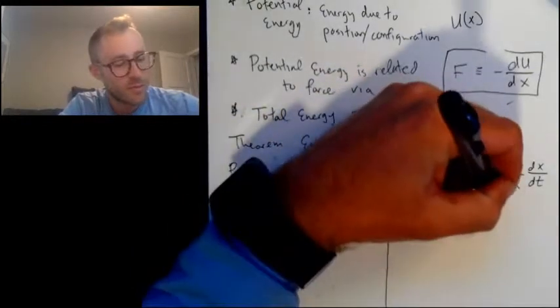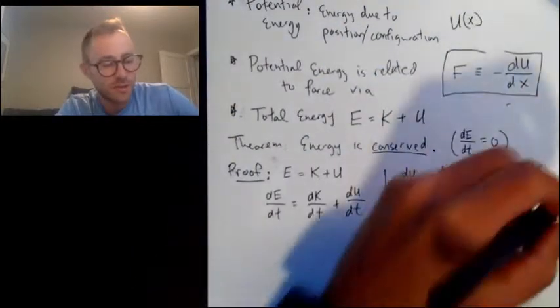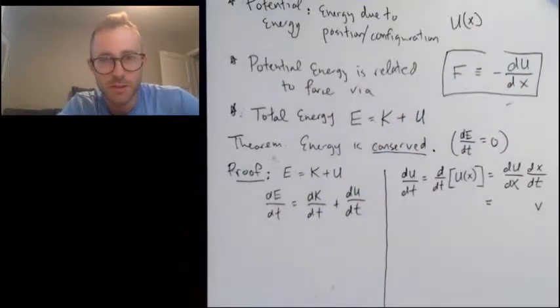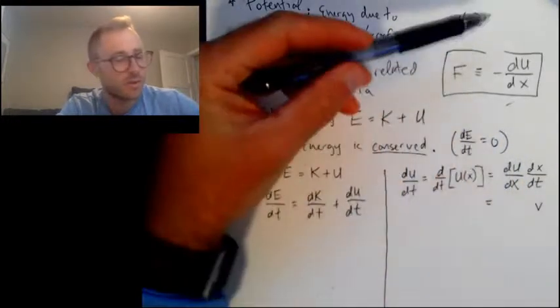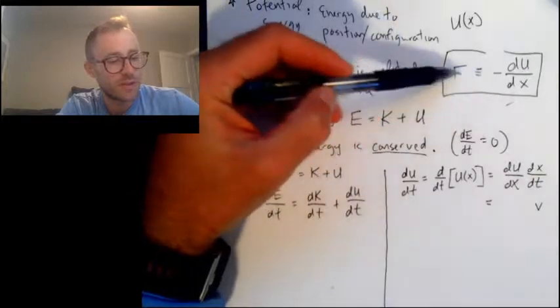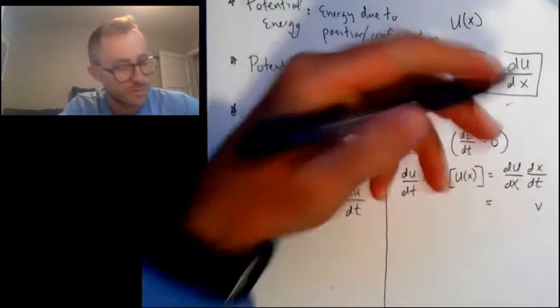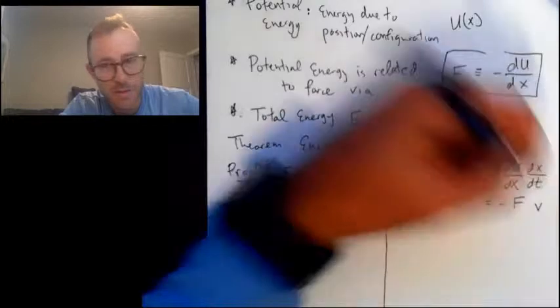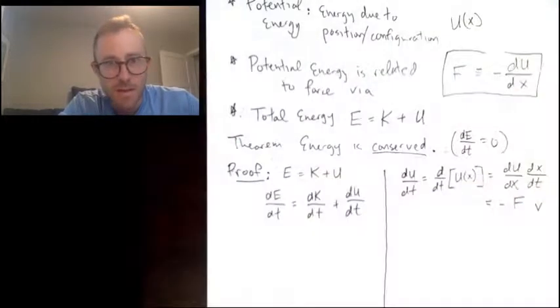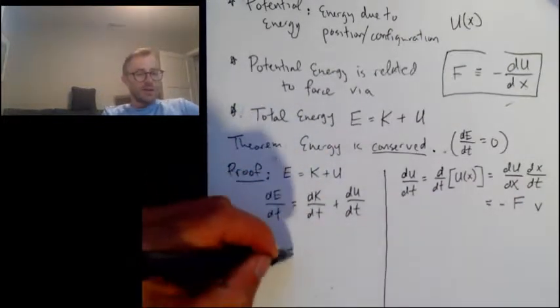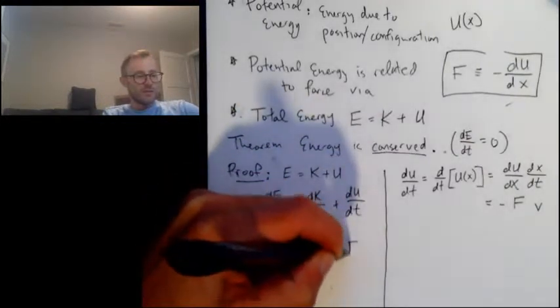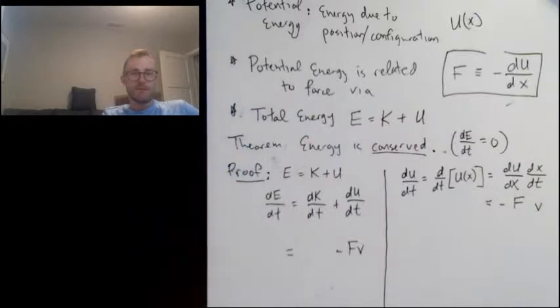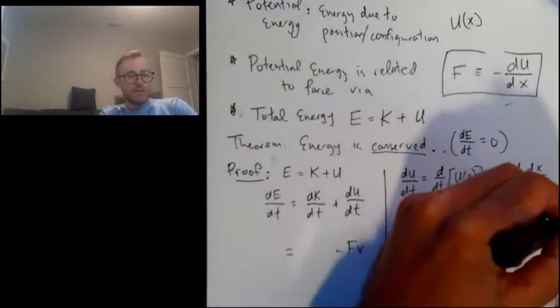Now, the derivative of position with respect to time is velocity, by definition. And the derivative of potential energy with respect to position, by definition, is negative the force. Okay? So, in the next line, I can write dU/dt as negative F V. Negative force times velocity.